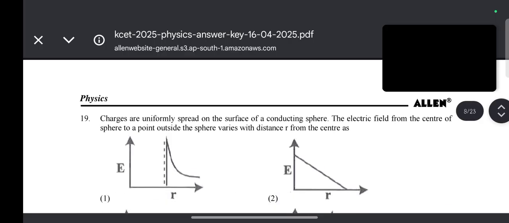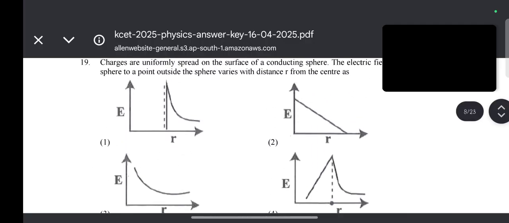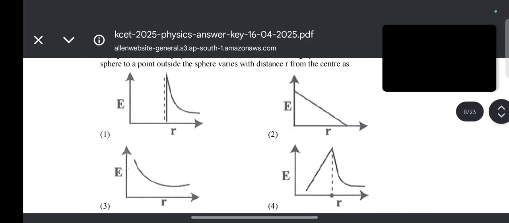So next, 19th question. Charges are uniformly spread on the surface of a conducting sphere. So the electric field from the center of the sphere to a point outside the sphere varies with distance r from the center as. So for a conducting sphere, E is equal to 0 for r less than R. E is equal to kq by r square for r greater than or equal to R. So it will be the first graph, option 1.